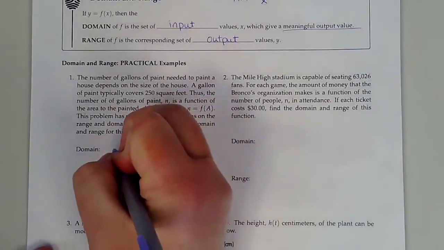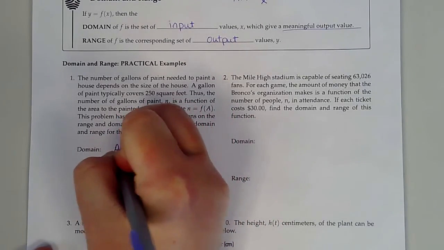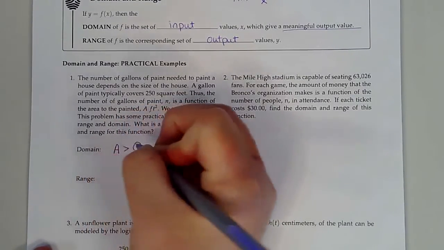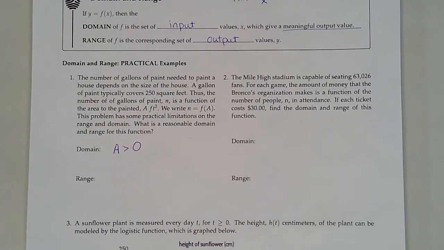So we know that the area, which we're representing with that letter A, needs to be bigger than 0. Okay, and that will be our domain. We know that it's not infinite, but A can be as big or as small as we need it to be, as long as it's a positive number.